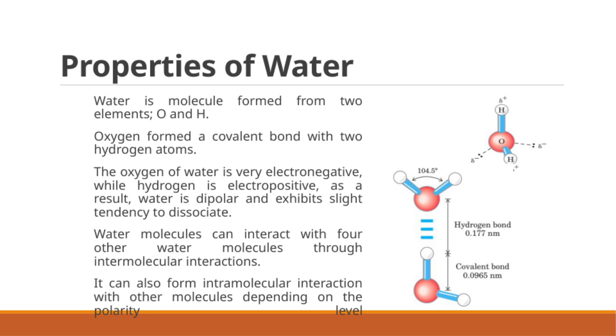Because of these polar characteristics, water molecules can interact with each other through intermolecular forces. Each water molecule can form hydrogen bonds with up to 4 neighboring water molecules, creating a network of interactions that are crucial for water's unique properties. Additionally, depending on the polarity of other molecules present, water can also form intramolecular interactions, which influence how substances dissolve or react in water. Understanding these properties helps us see why water is such a vital solvent and plays a central role in biological and chemical processes. It's these interactions and behaviors that underpin much of what we observe in the natural world.